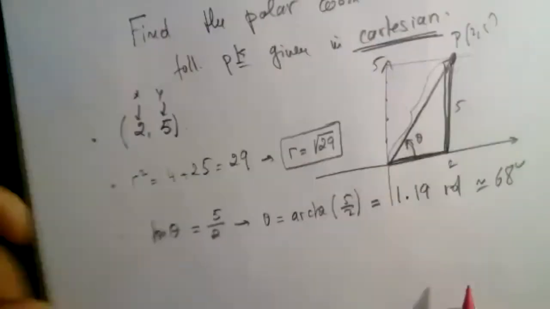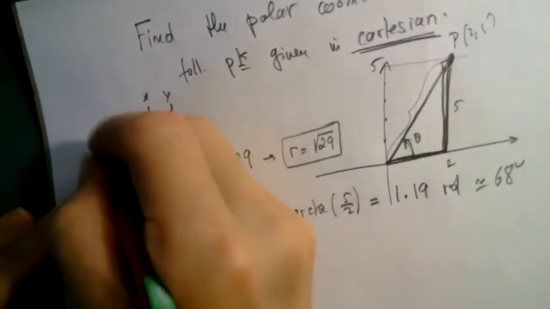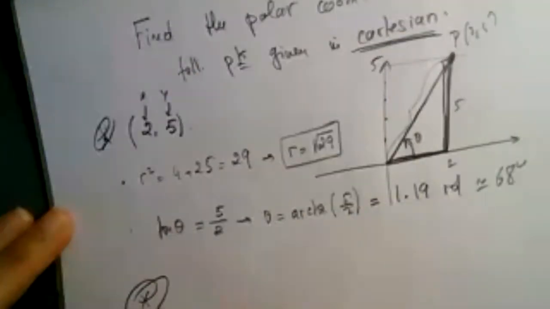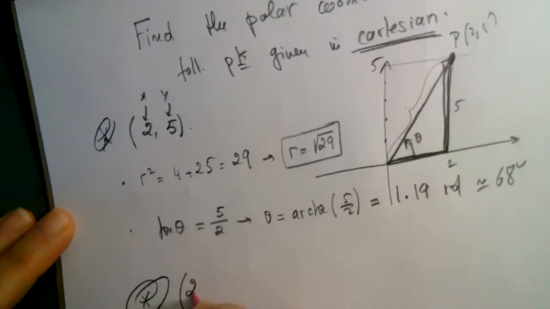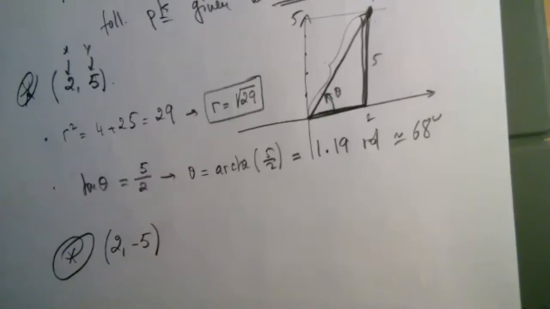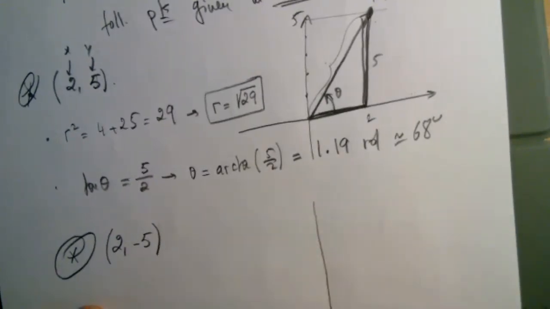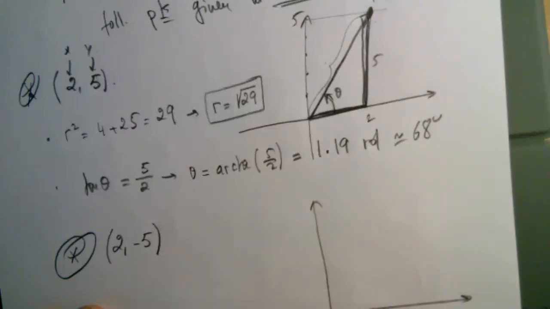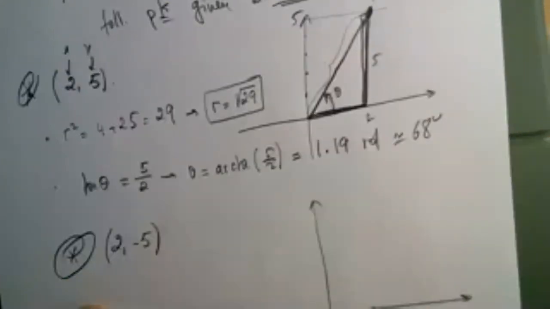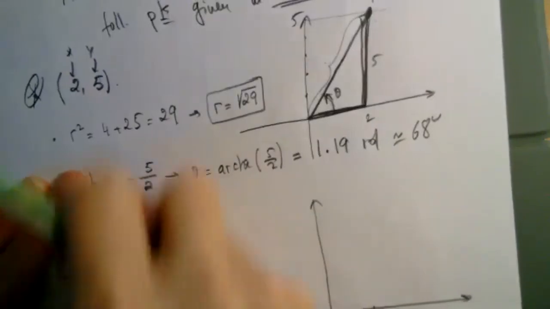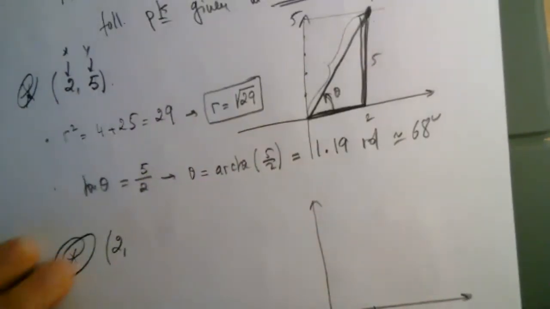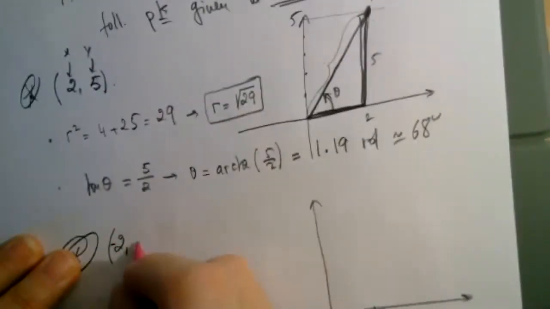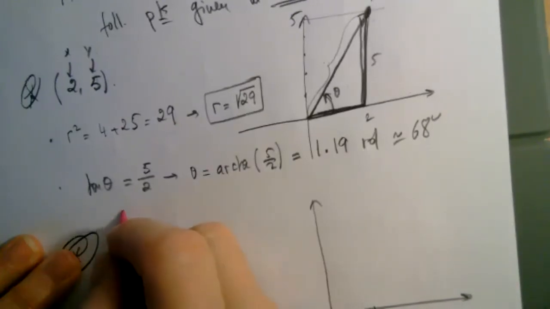Okay. Now I took another problem. So that's problem number 1. And problem number 2 is, suppose I take the point 2 minus 5. Okay. And again, the first step is to draw the point. Sorry, I don't want 2 minus 5. My apology. I want minus 2 and 5.